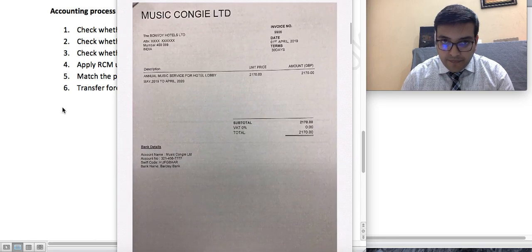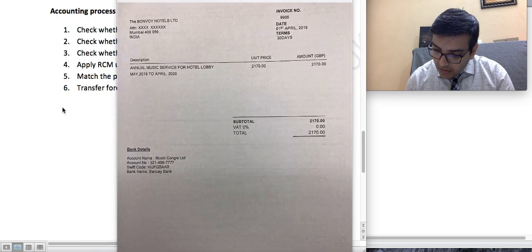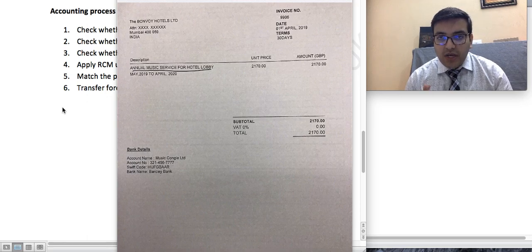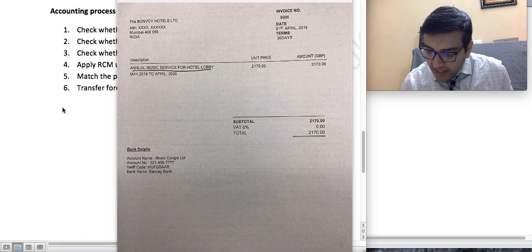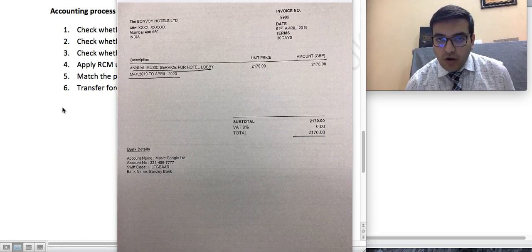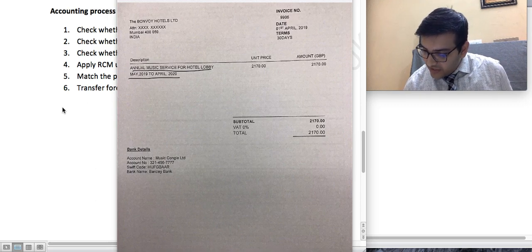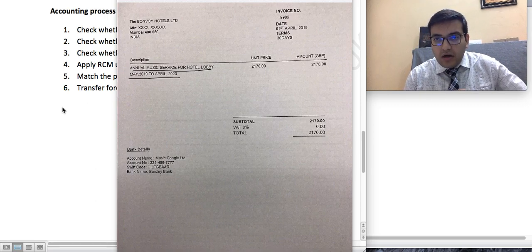This is the invoice, Music Conji. This is the annual music service. Now we are assuming that we are sitting in the month of September 19, and we are booking this invoice. This is an annual service, so here we can understand one thing, that this is a prepaid thing. We have to classify one part as expense and one part as prepaid. From May 19 to April 2020, this is what they are doing. Total $2,170.